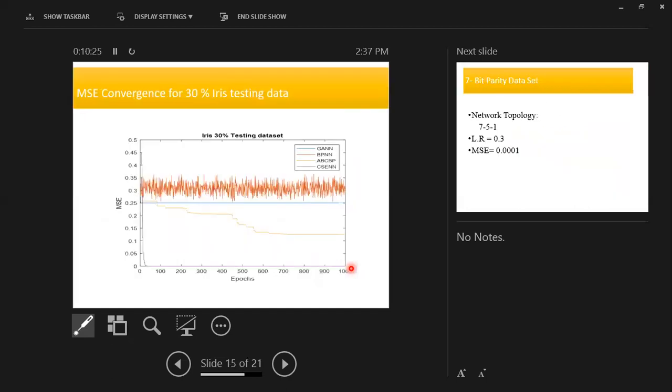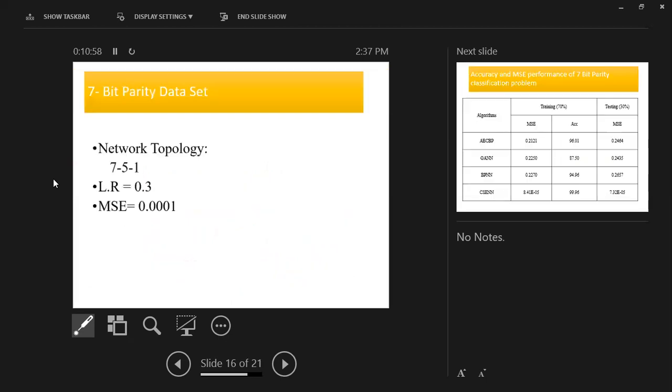If we look at the graph, different colors are used. The blue color shows the mean square error of the genetic algorithm neural network. This color shows the mean square error of the backpropagation neural network, and this yellow color shows the mean square error of the artificial bee colony backpropagation algorithm, and this line shows the mean square error of the chicken swarm Elman neural network.